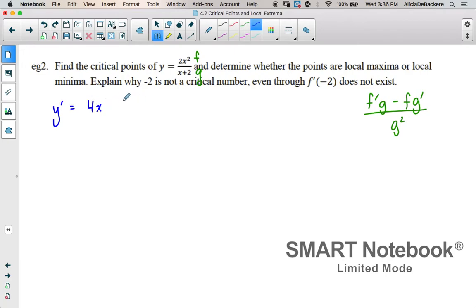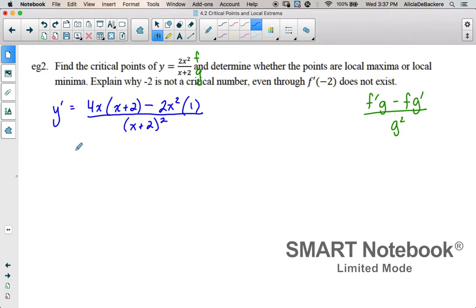So the derivative of the top is 4x, and then I multiply by the old denominator. I don't change anything. Subtract. This time I don't change the numerator, and I take the derivative of the denominator. The order matters here, right, because it's subtraction. And then squaring the old denominator. All right, so we've got our derivative.